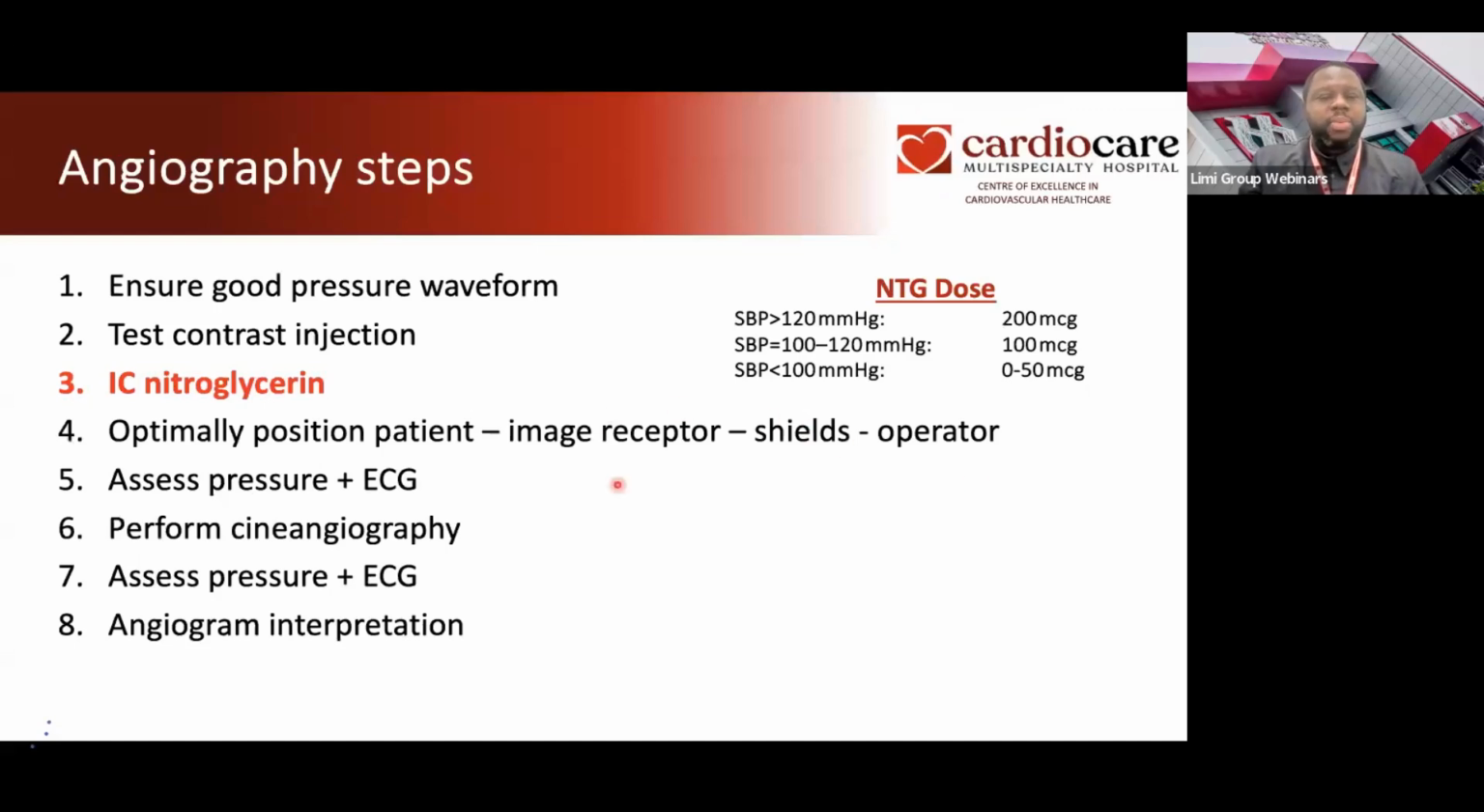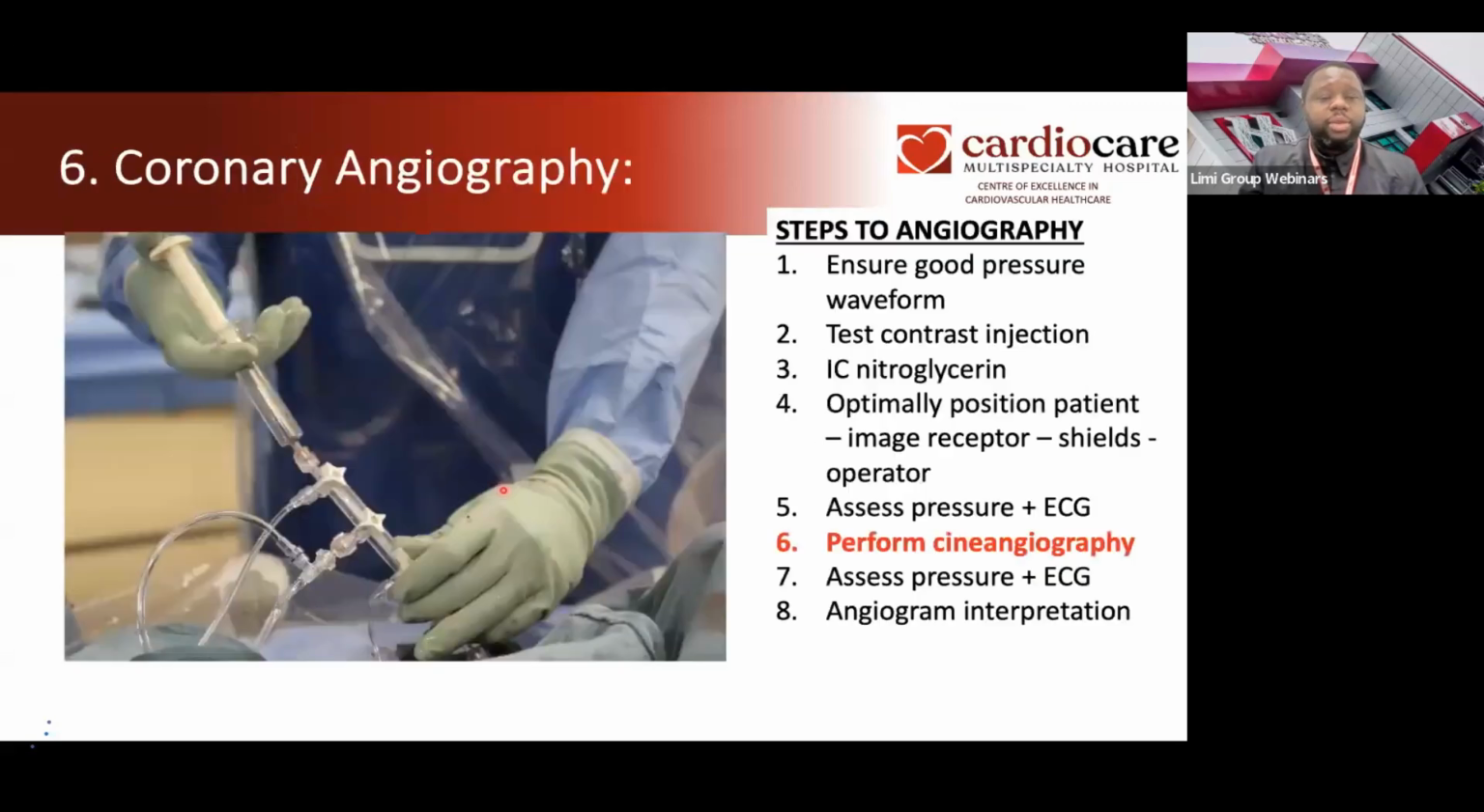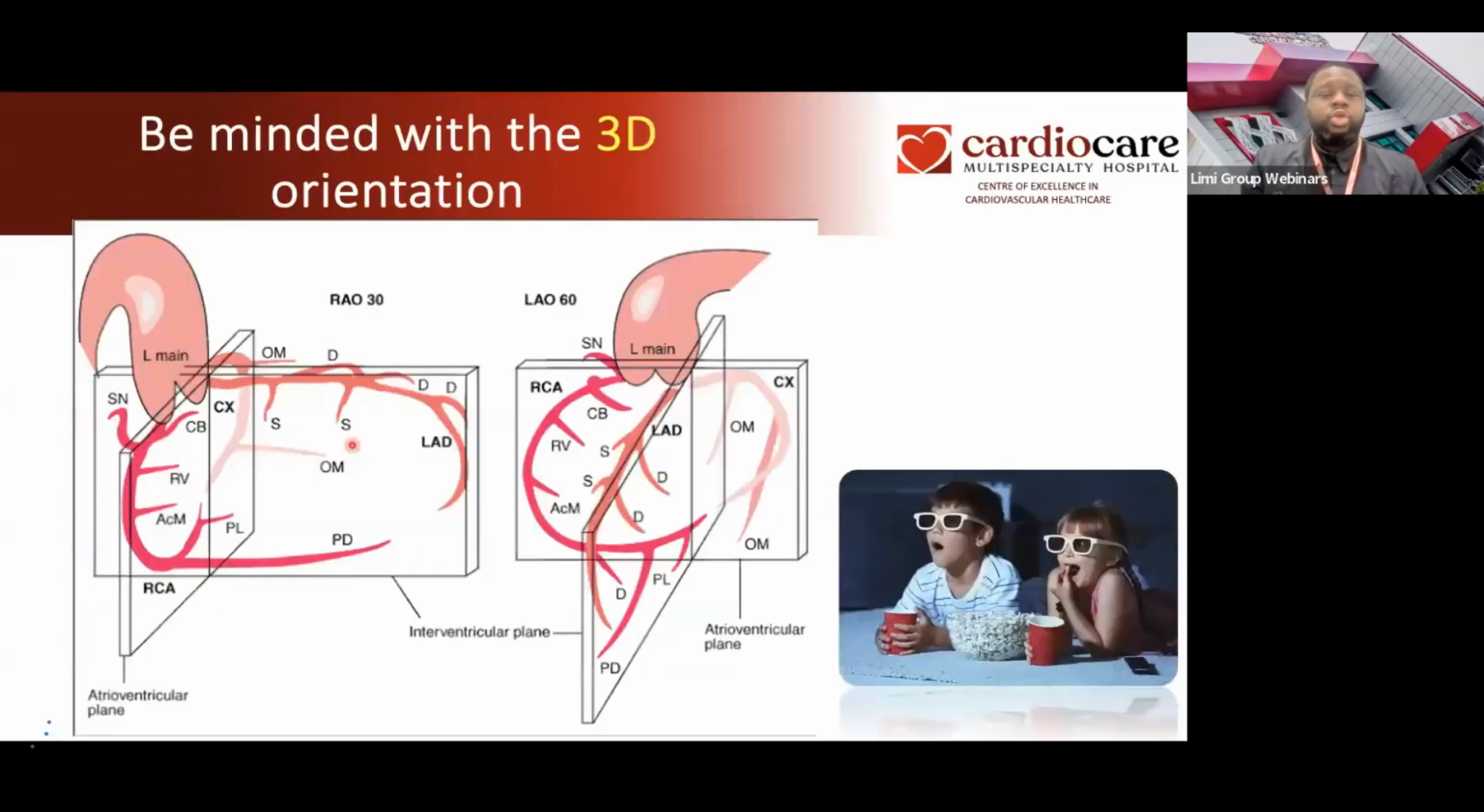Position your patient, make sure that you are protected, and assess the pressure before you start this. Whenever we are giving contrast, we make sure our syringe is facing downwards like this, so that if there's any air bubble, the air gravitates to the top. Of course, we have to make sure there's no air in this entire system before we do that. So now we have pushed it in.